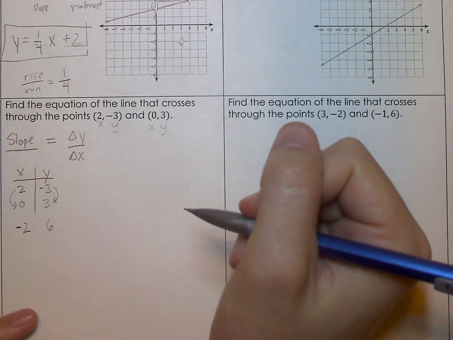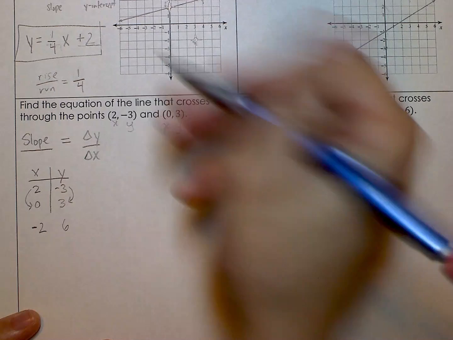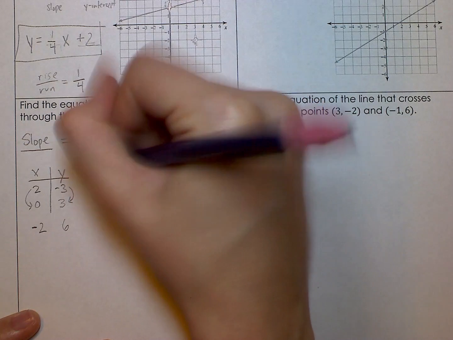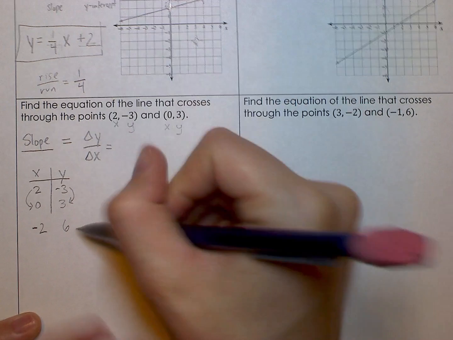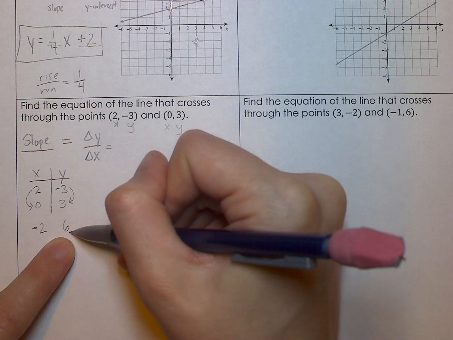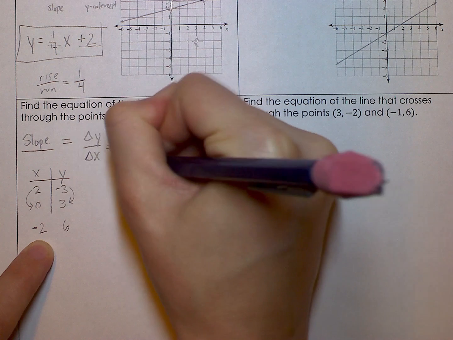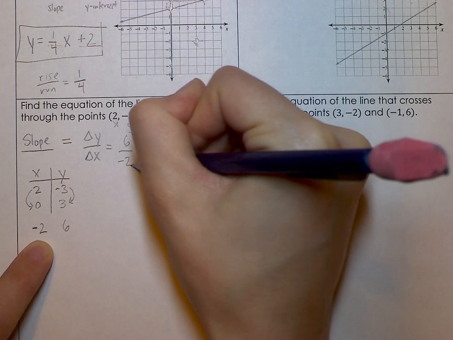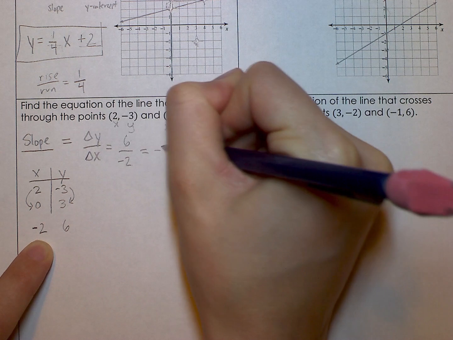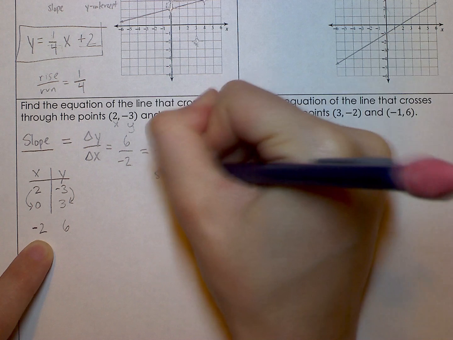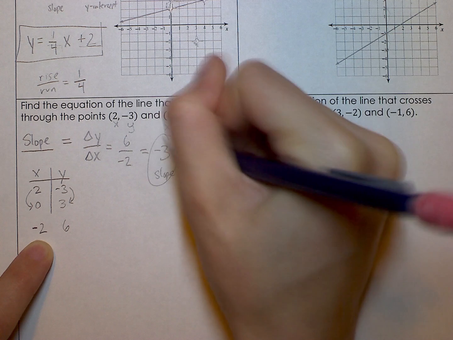So then when I use this formula, change in y over change in x, the change in y is 6, and the change in x is negative 2. And so 6 divided by negative 2 is -3. So this is my slope. I'm done with my slope.